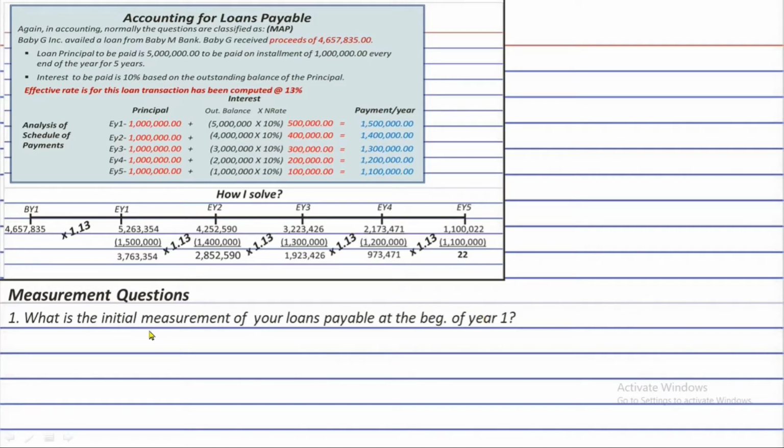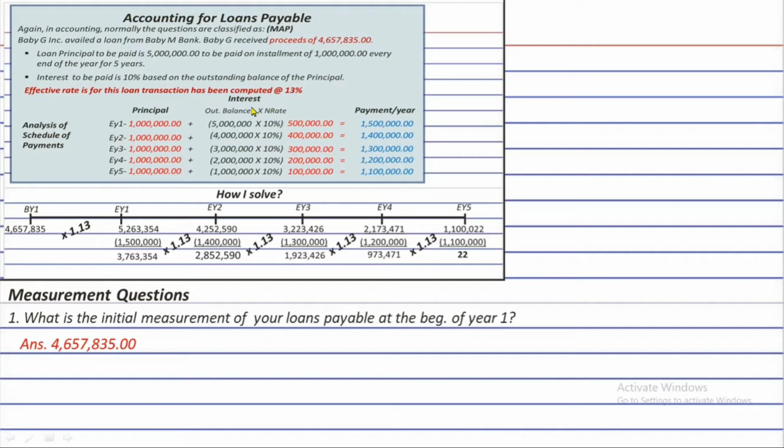So the answer is immediately 4,657,835 because it was already given in the problem. But if it's not, like for example, only the principal is there and another given is the amount of deductions or charges, then principal minus the deductions, that's already the initial valuation of loans payable.